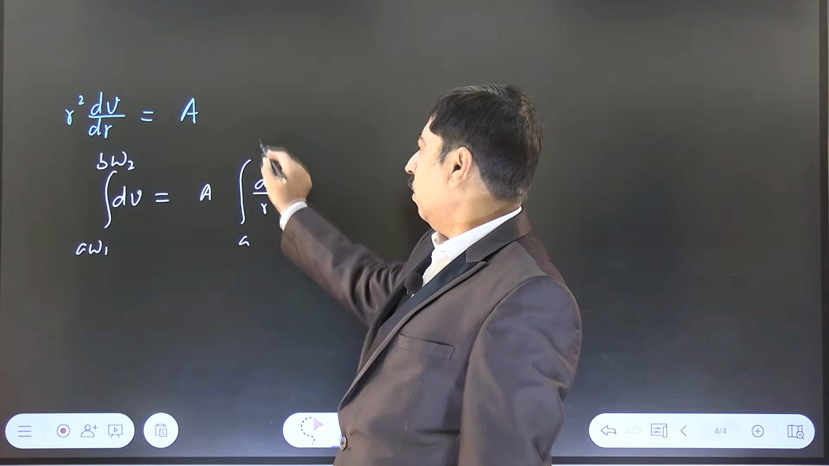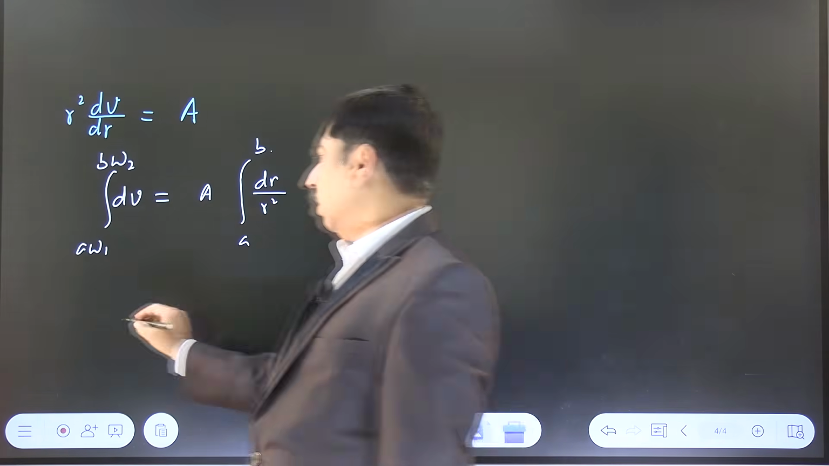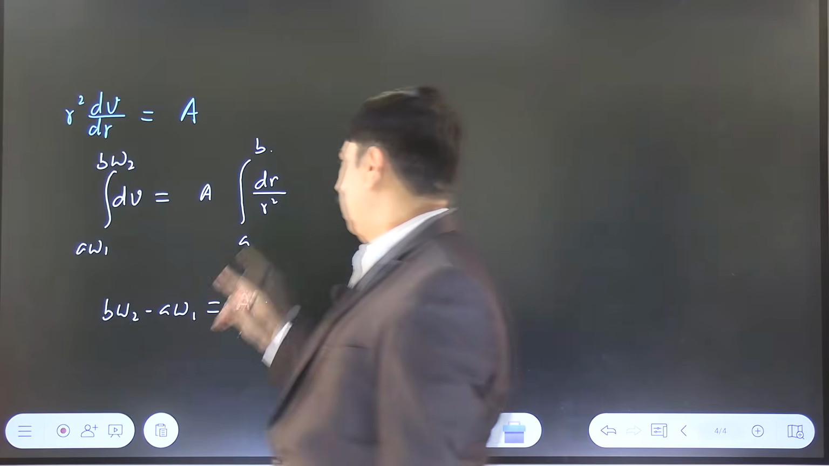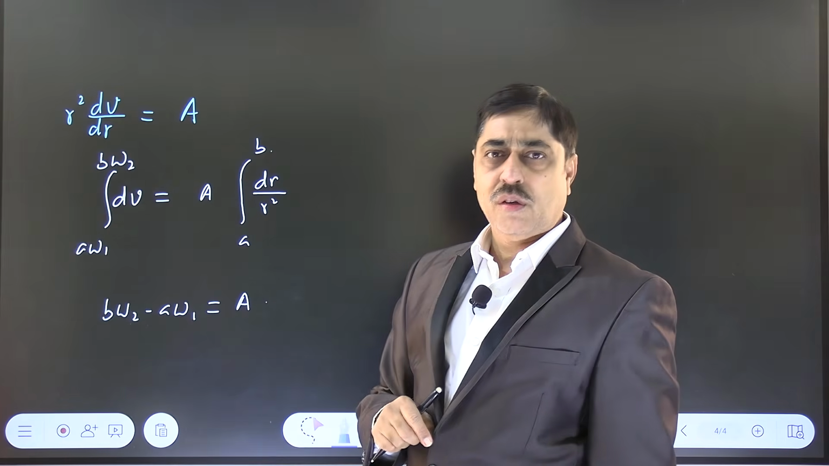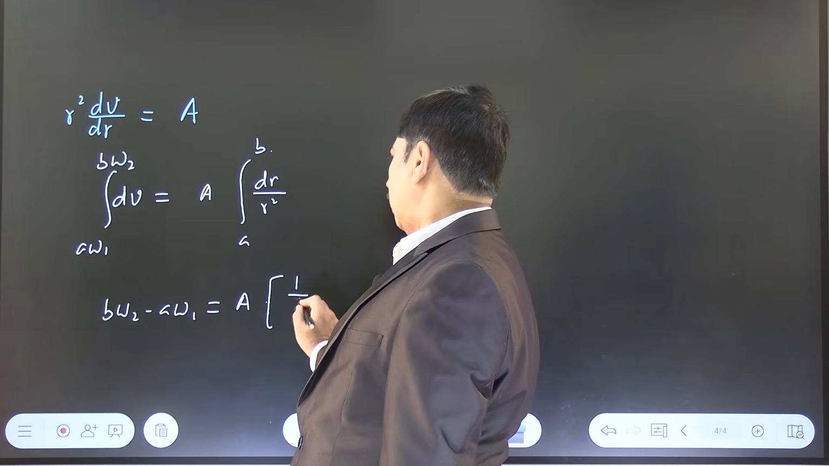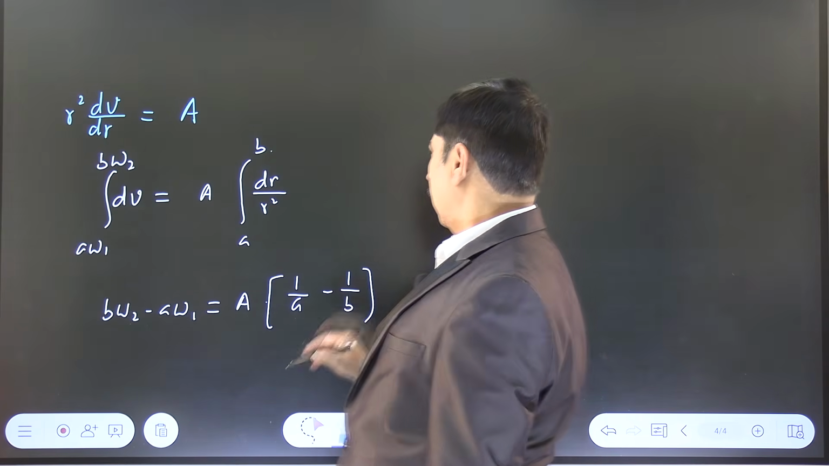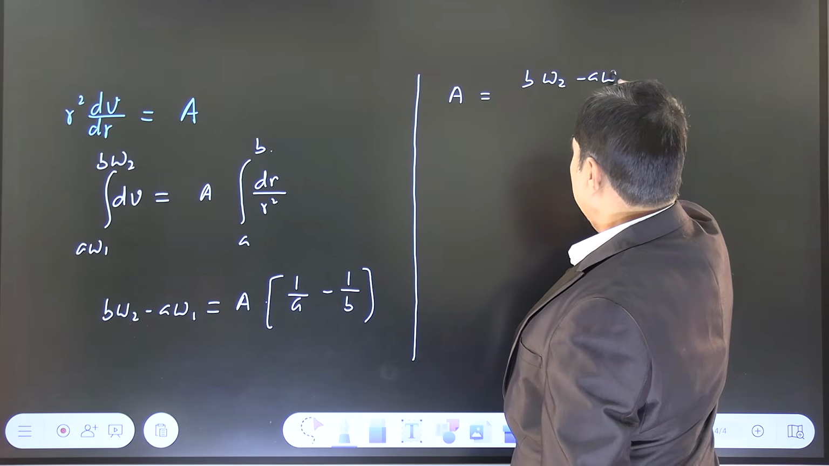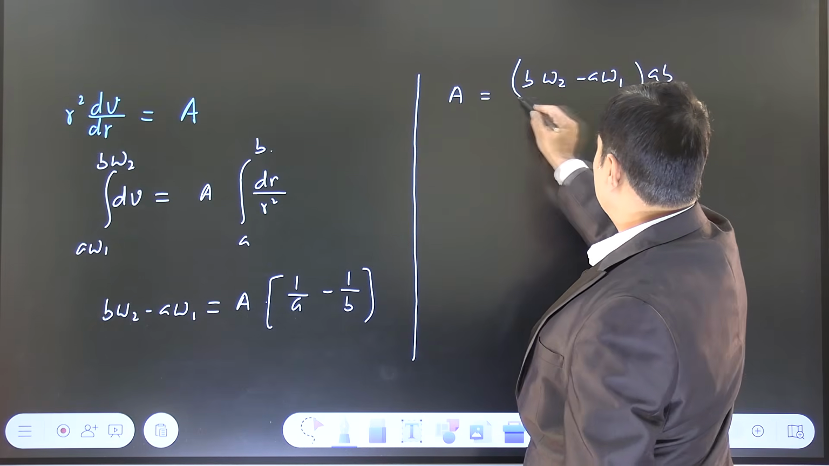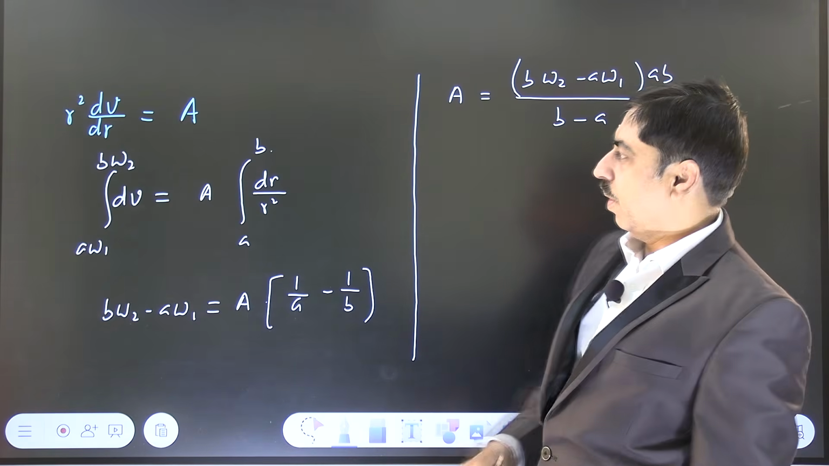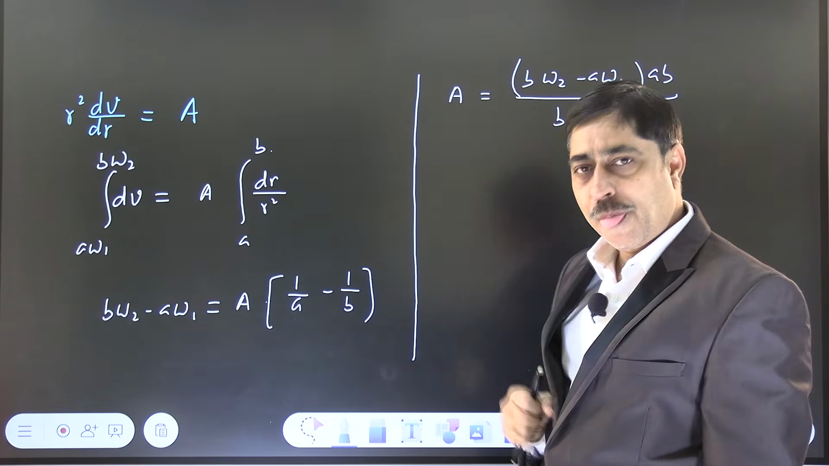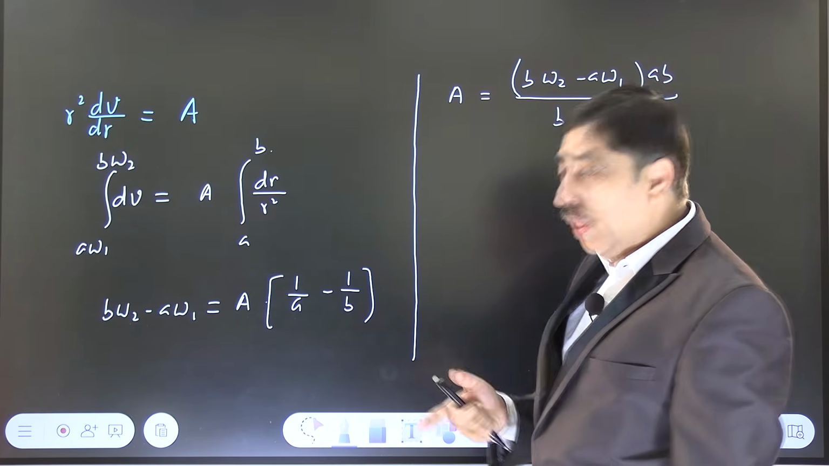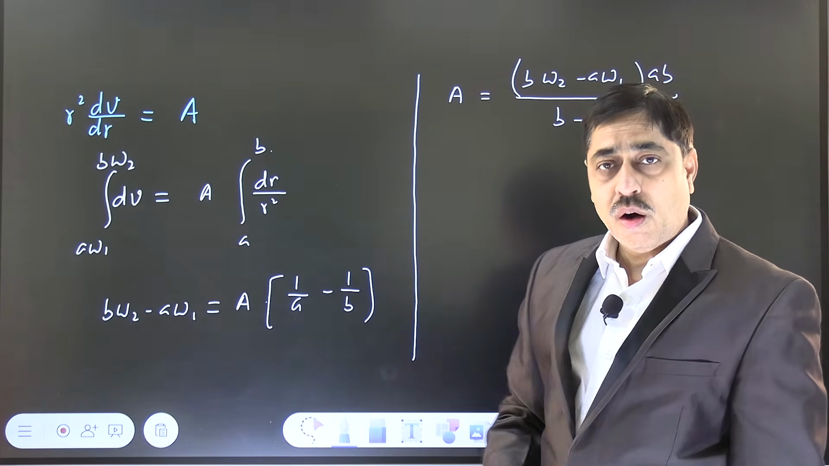Radius changes from A to B. So it becomes B omega 2 minus A omega 1 is equal to capital A times the integration, which will become minus of 1 by r. So I guess this will become 1 by a minus 1 by b. Therefore, you can write capital A as (B omega 2 minus A omega 1) AB by (B minus A). So this is the value of capital A. And what are we willing to write basically? We are willing to write speed as a function of r.